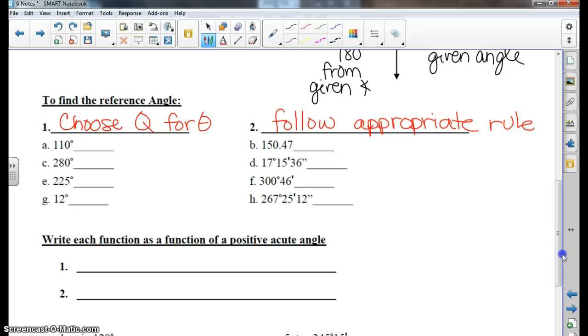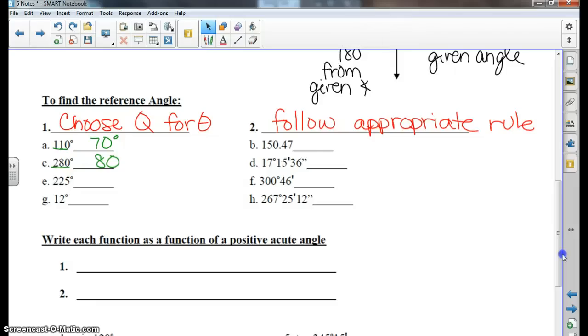I'll do a few, and you can do the rest. 110 is a second quadrant angle, so I'll use the supplement of 110. The supplement of 110 is 70, so my reference is a 70. 280 is a fourth quadrant angle, so I'll use 360 minus 280, and 360 minus 280 is 80. Remember, all of your answers should be acute. If they're not, you did something wrong.